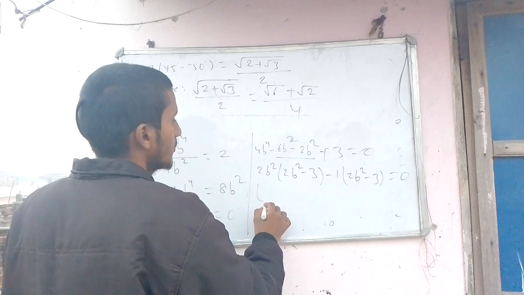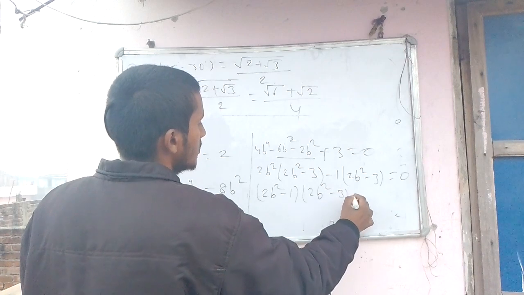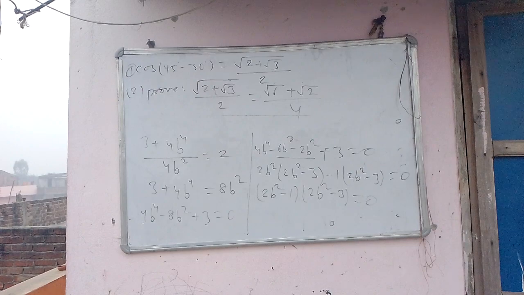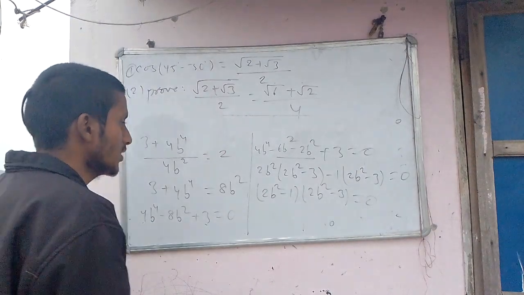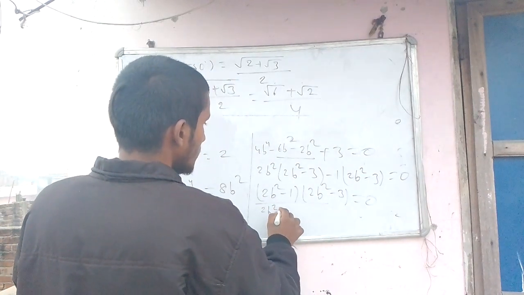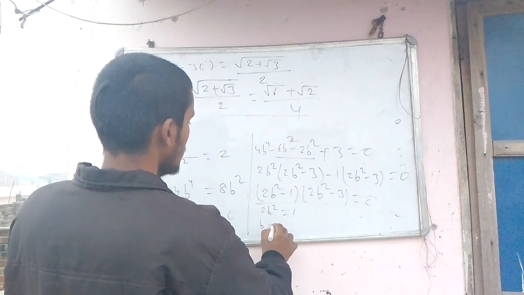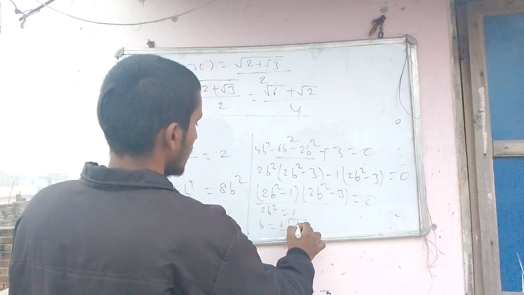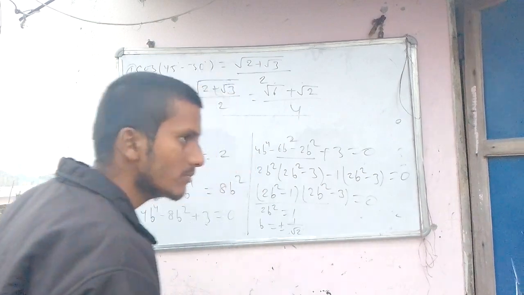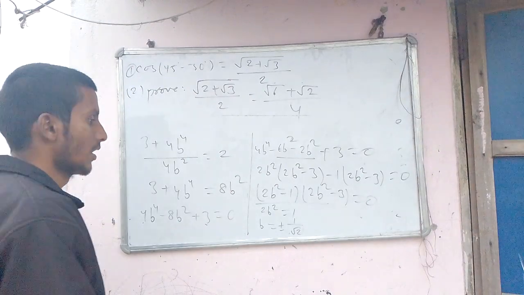So we get what equation from this? 2b squared minus 1 times 2b squared minus 3 is equal to 0. There's too much algebra, I told you. Okay, so this is what we got. Let's solve for b. So 2b squared will be 1 if you use this part, which means b will be plus or minus the square root of 1 over 2, that is, plus or minus 1 over square root of 2.